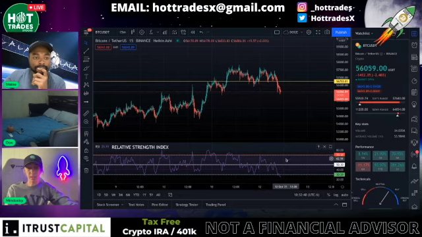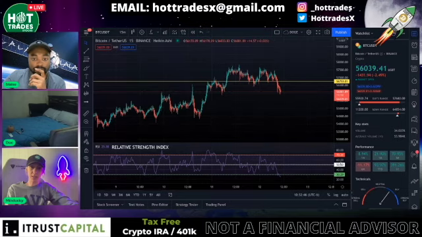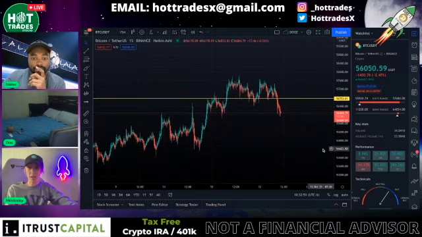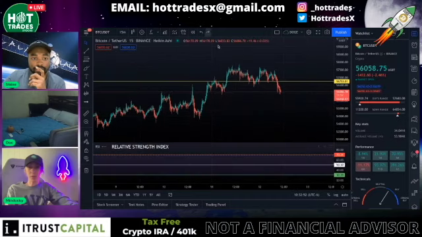When something's oversold, it's going to be down here. This side ranges anywhere from 0 to 100. I have mine set at 70 and 30. Some people have theirs set at 80 and 20 for overbought and oversold.